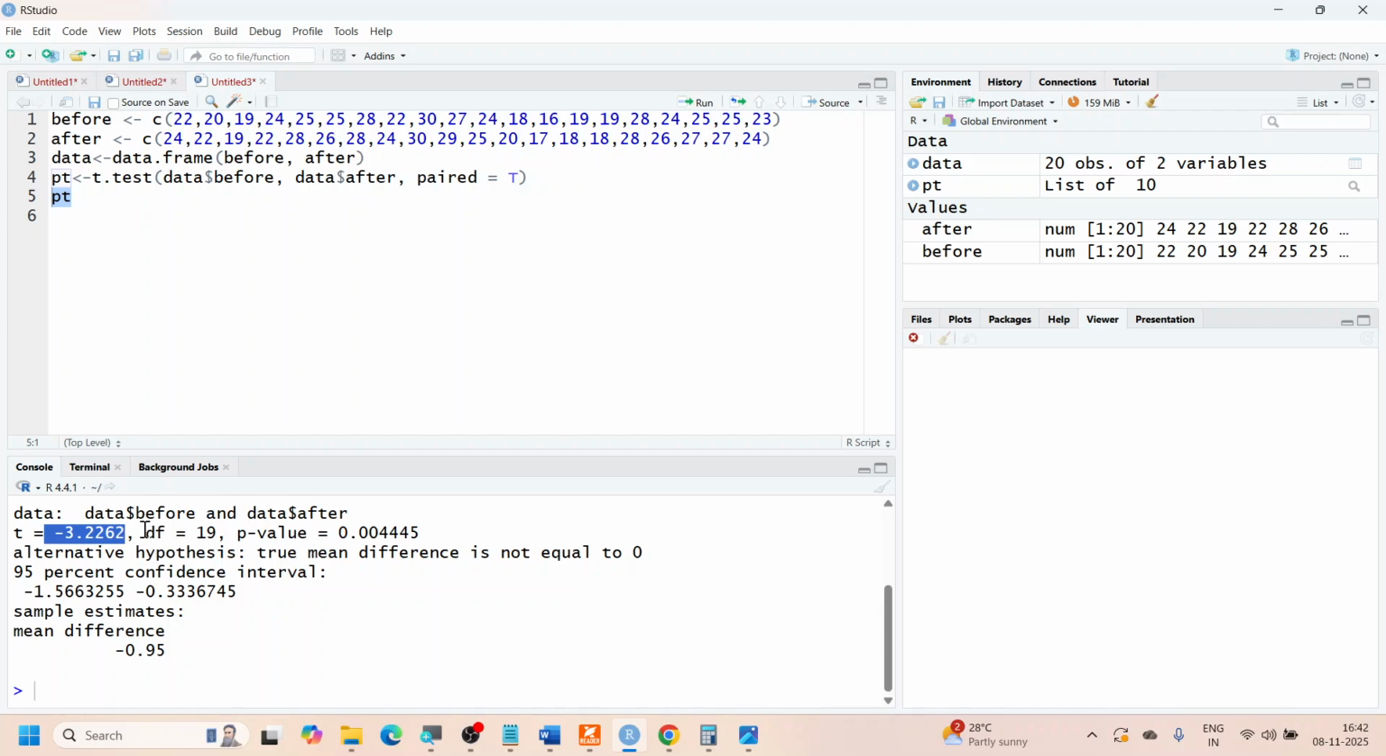Next one is the degree of freedom. You know very well, degree of freedom is the total number of pairs minus 1. Okay, so the total number is 20. 20 minus 1 is 19.